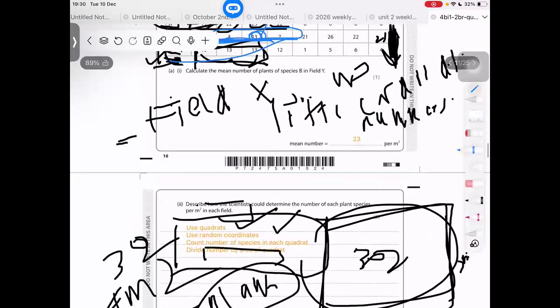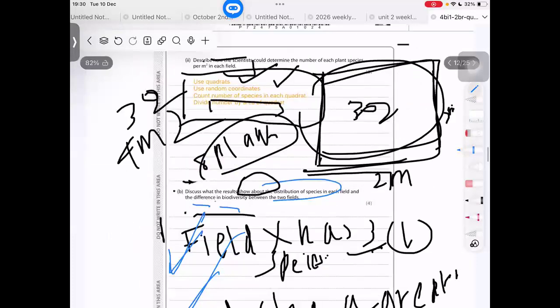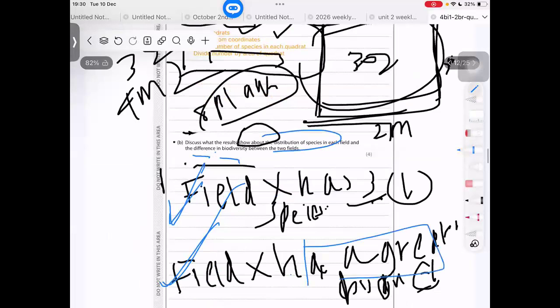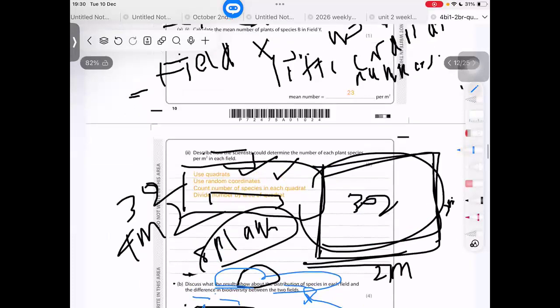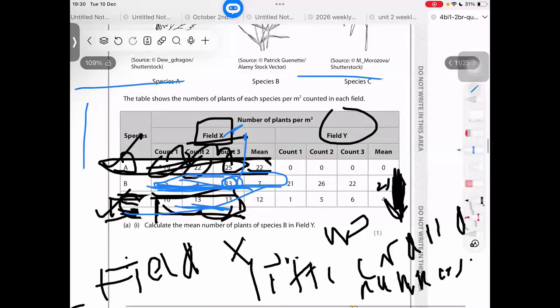because they are not asking us to compare. Even though they are asking the difference, they are just asking the difference in biodiversity. So we have already mentioned that field X has a greater biodiversity. We have answered that particular question. Discussing the result of the distribution of species means you have to discuss the results that you have got in this particular table. Did you understand that? Yes, miss.